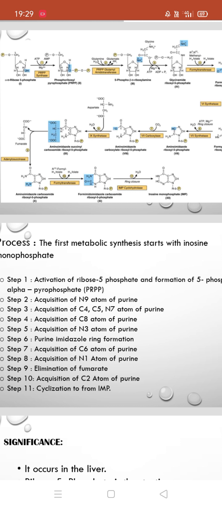Step 11. Cyclization to form IMP. The larger ring of 5-formamido-imidazole-4-carboxamide riboside is enzymatically closed to form inosine monophosphate. That's in short called IMP. With the help of inosine monophosphate cyclohydrolase, by release of water molecules. This reaction is called a catalytic reaction.